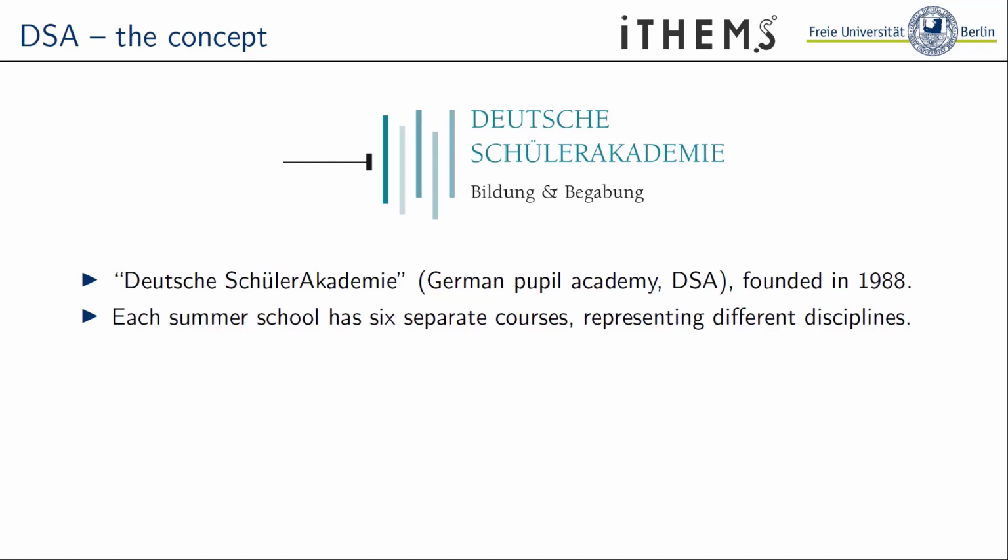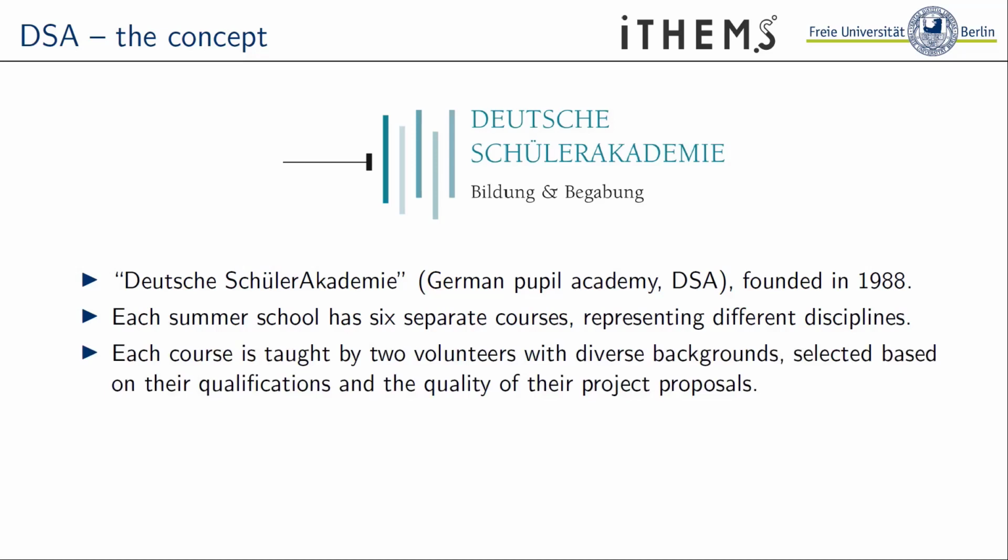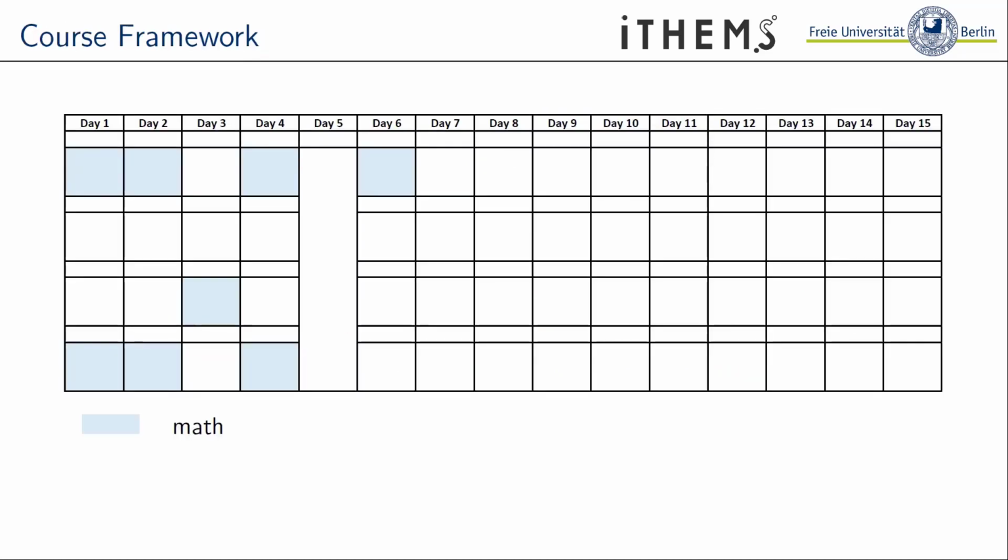Each course is taught by 2 volunteers with diverse backgrounds. They are selected based on their qualifications and the quality of their project proposals. Each summer school takes 15 days. Except the excursion day, which is the 5th day, every day consists of 4 slots of about 90 minutes, which are spent on the course content or school-comprehensive activities.